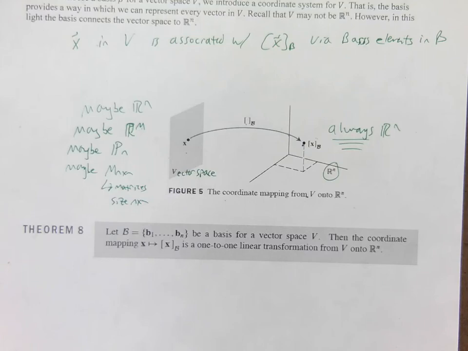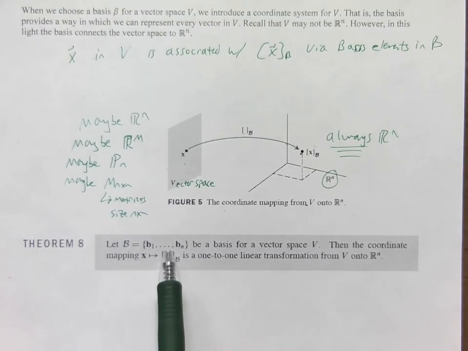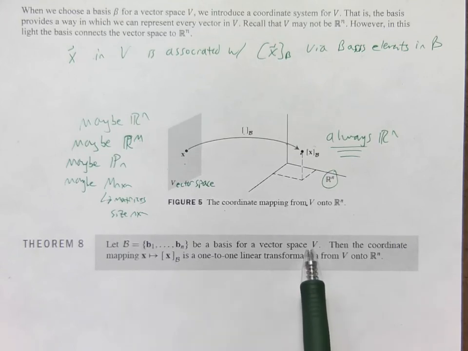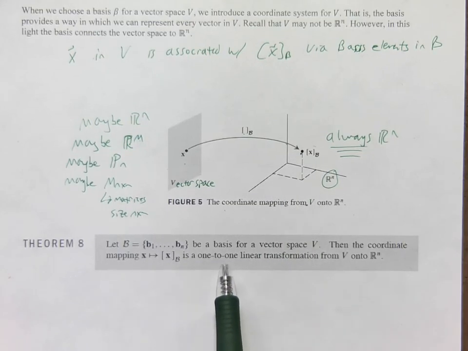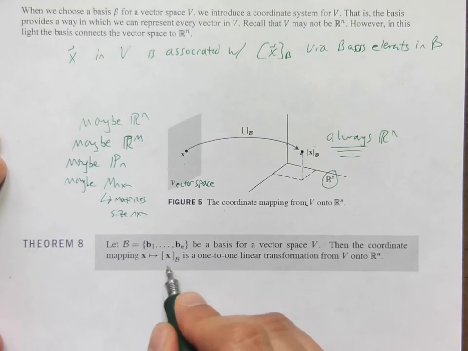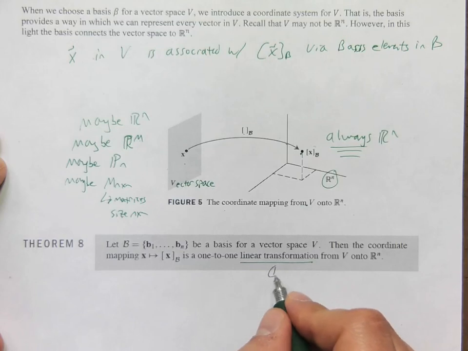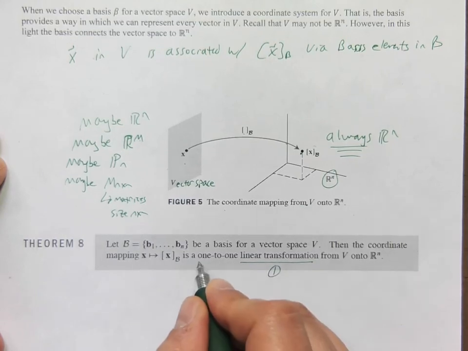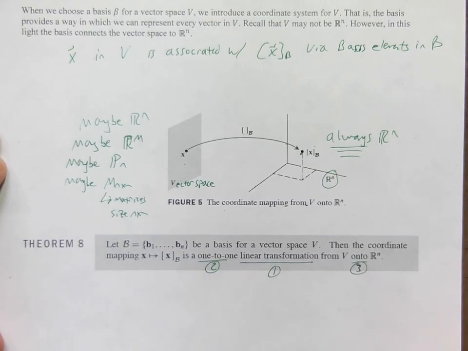And that leads to this culminating theorem here, which is: if we have a basis, b1 through bn, and that's a basis for the vector space, then the coordinate mapping is a one-to-one linear transformation from V onto Rn. So there's two things here, right? It's saying that the coordinate mapping is a linear transformation. Not only is it a linear transformation, but it's a one-to-one and an onto linear transformation.